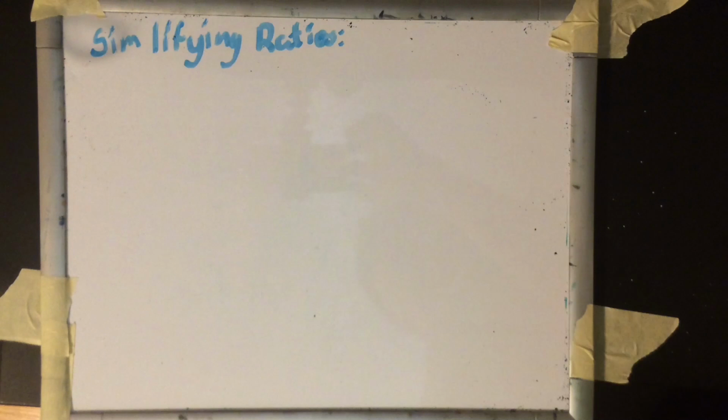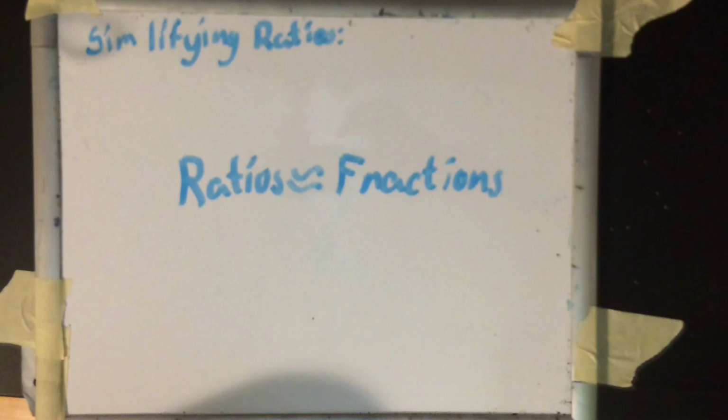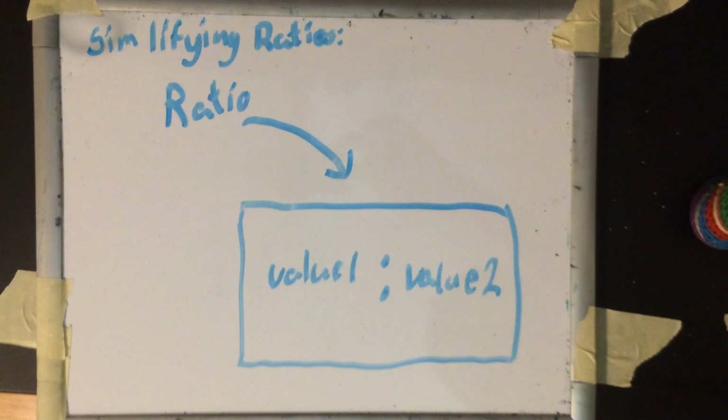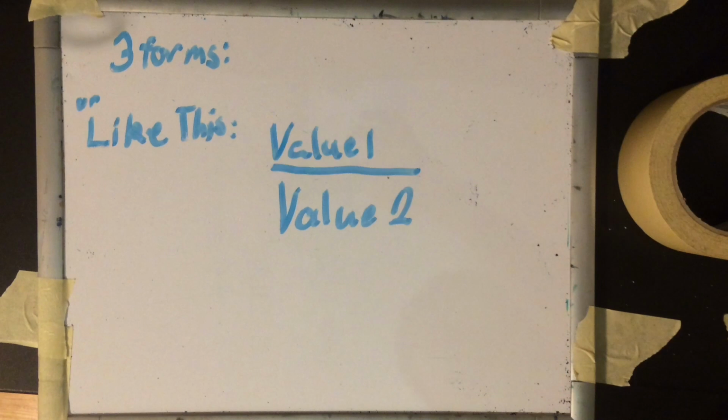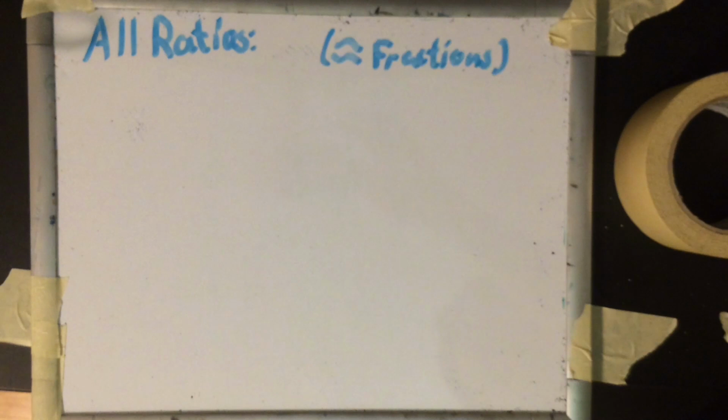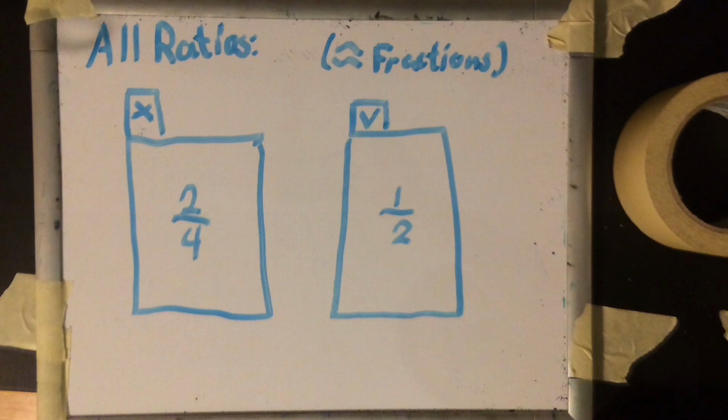Simplifying ratios. Ratios are kind of like fractions. A ratio is something used to compare two values. Ratios can be written in three forms, like this, this, or this. All ratios, like fractions, need to be simplified to as low as they can get.